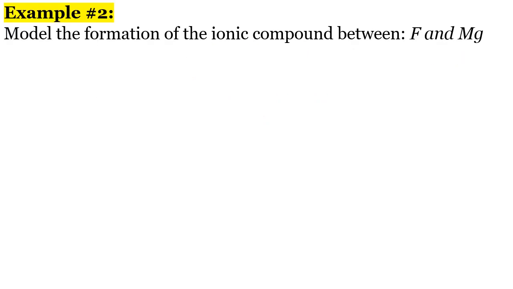All right, in this next example, it says model the formation of the ionic compound between fluorine, F, and magnesium, Mg. So let's begin by taking a look here at what we've got. Fluorine has 7 valence electrons. Magnesium has 2 valence electrons. Magnesium is going to be our cation. It's losing those valence electrons. Fluorine is going to be our anion. It's gaining those electrons. So let's draw out magnesium.